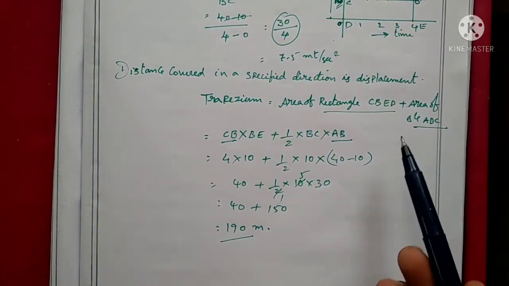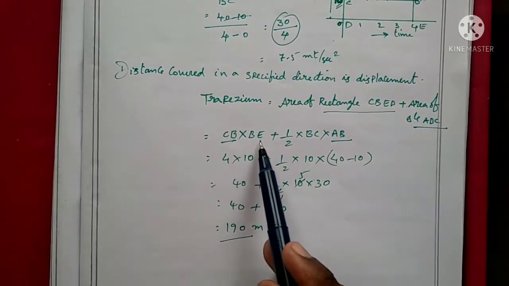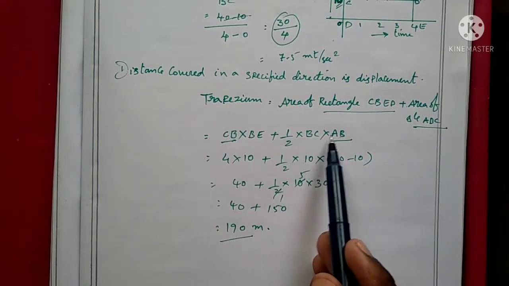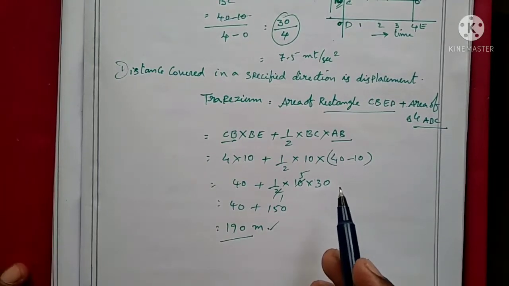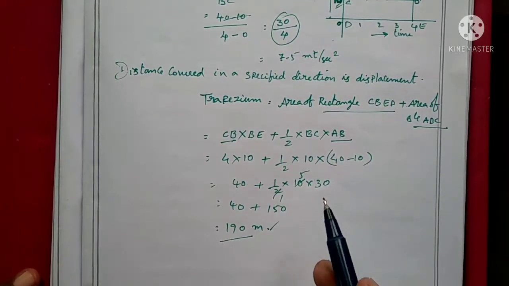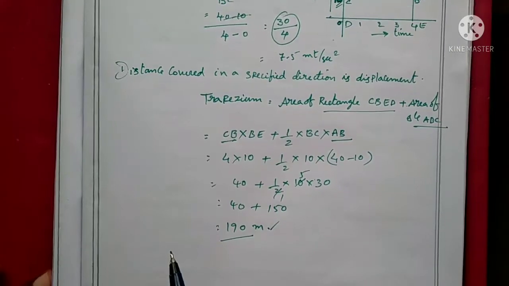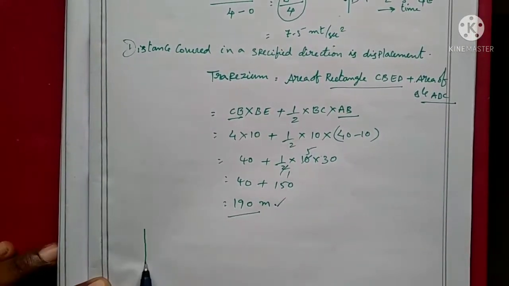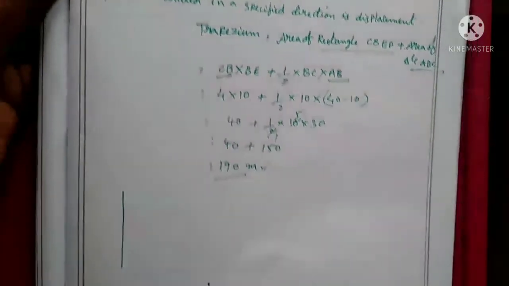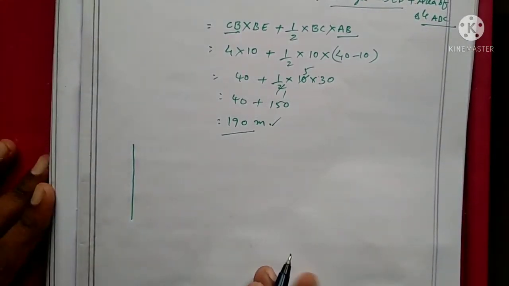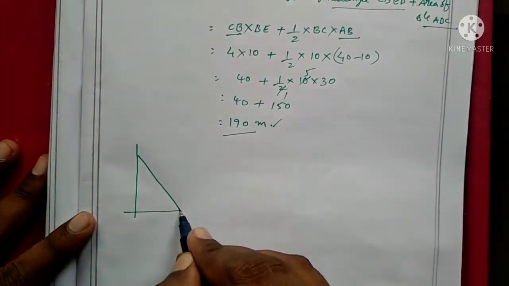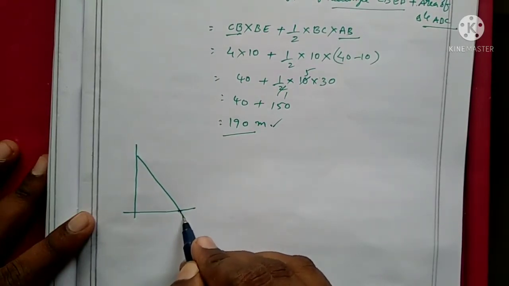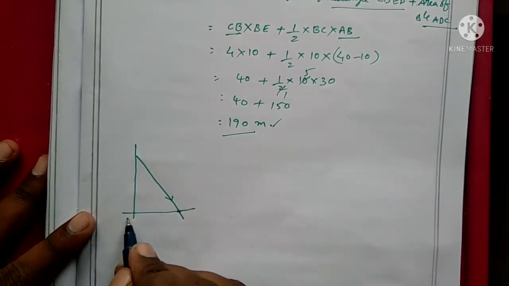Area of rectangle and area of triangle: CB into BE, half into BC into AB. Okay. This is a positive slope. Now some graphs are there. That graph tells about, for example, to draw the graph. Now this one, it has a negative slope. It tells about negative slope.